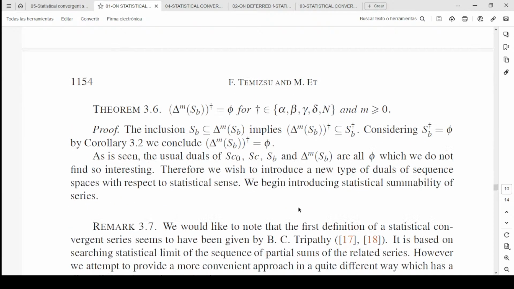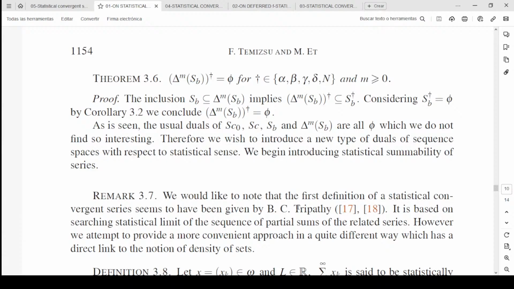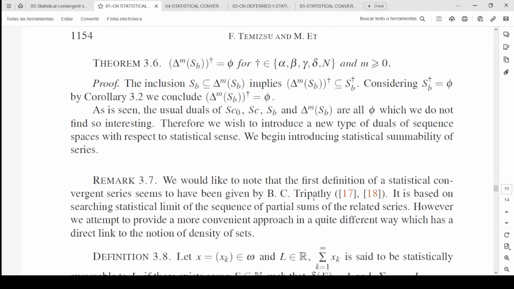So we wanted to extend the concept of duality to the statistical sense. To do this, we needed to come up with an idea which generalized the idea of summability of infinite series to the statistical summability of infinite series.